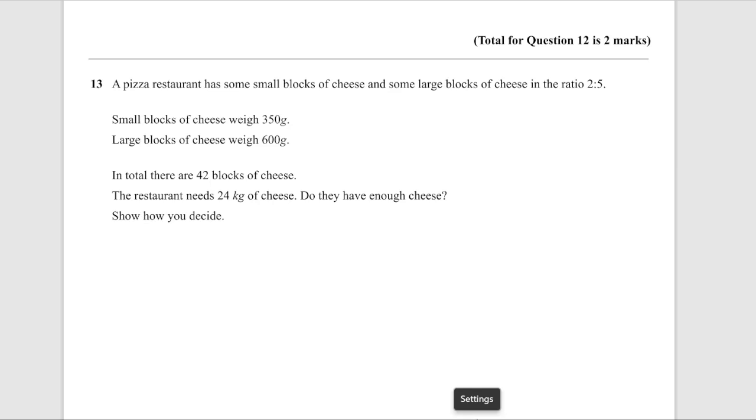Okay, nice question. So let's start off. We've got our ratio of small to large, so I'm going to go S to L, and they're in the ratio of 2 to 5. So in total we've got 7 parts. So each part is going to be worth, actually, 42 blocks of cheese, so each part is going to be worth 32 divided by 7, which is going to give me 6. So each part is worth 6. So we've actually got 12 small blocks and we've got 20 large blocks.